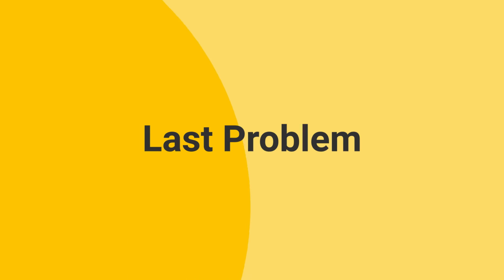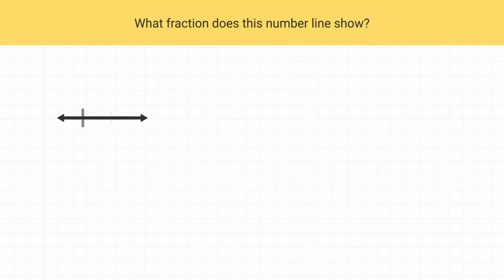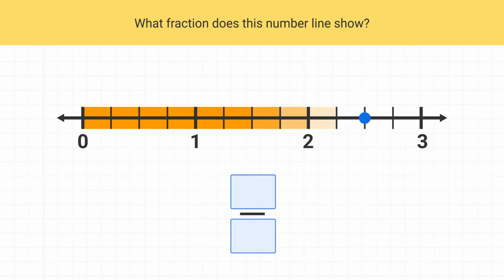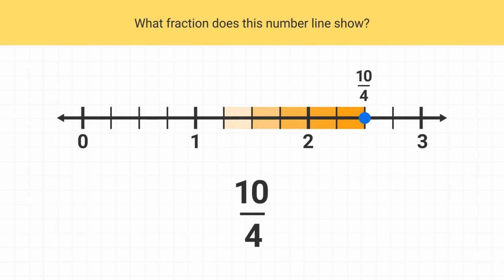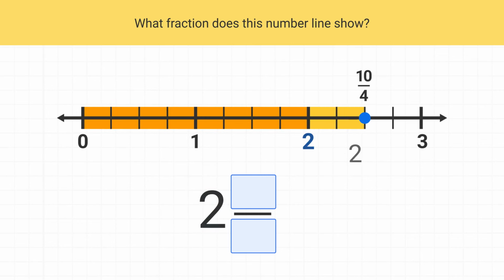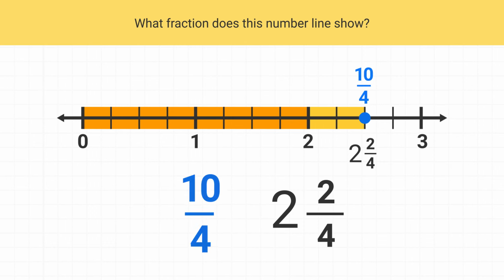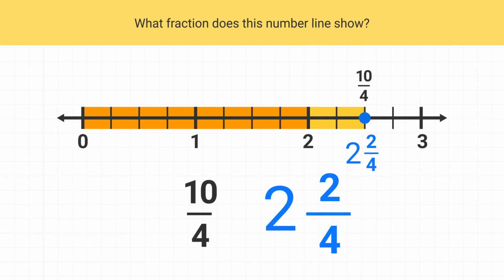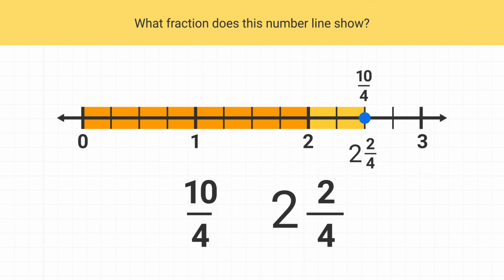Now here's your last problem for this video. What fraction does this number line show? Well, each dash on this number line represents 1/4. If you count up the dashes, you can find that we're at 10/4. Or, as a mixed number, we could start counting at 2 wholes and see that we're at 2 2/4. And so either 10/4 or 2 2/4 are the two correct ways of writing this fraction.